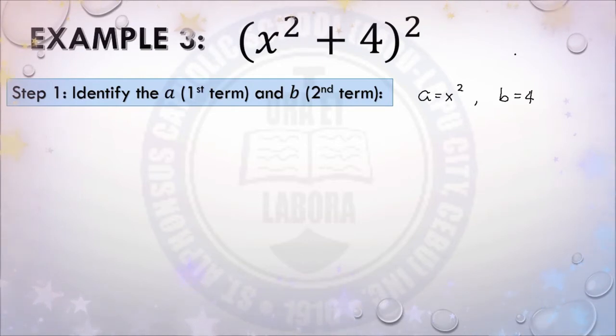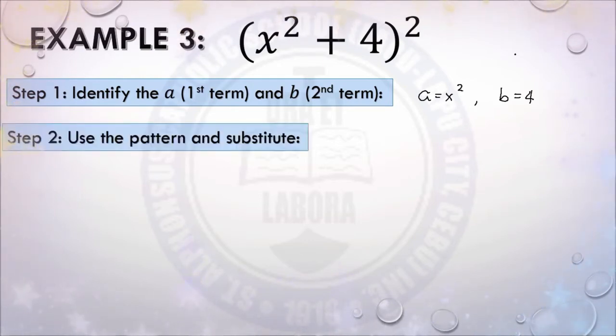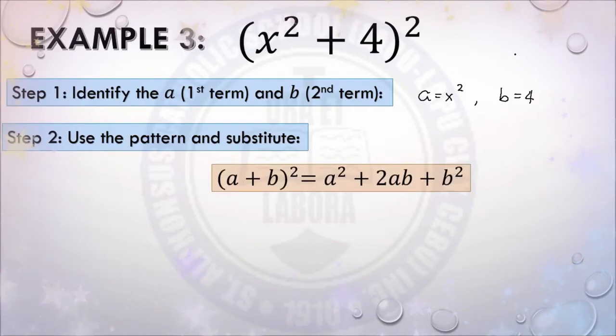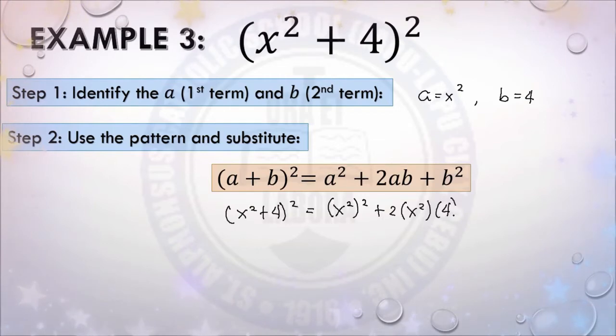Now let's move on to the second step. Use the pattern and substitute. What is the next step? Okay, your next step is you're going to substitute the first and the second term. So it will become x squared squared plus 2x squared times 4 plus 4 squared.